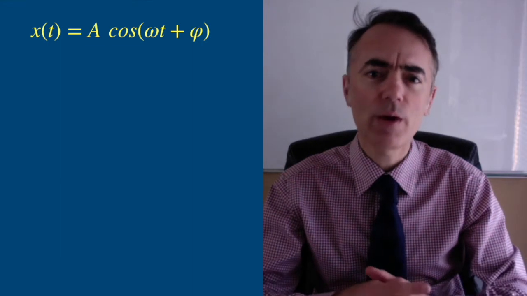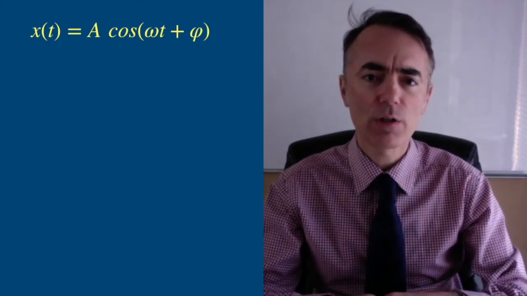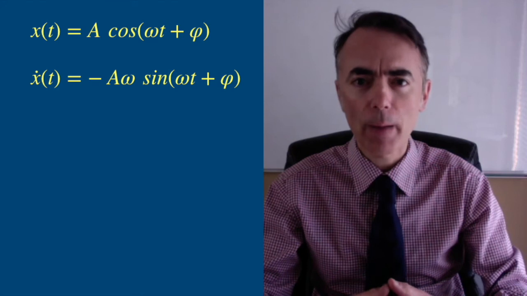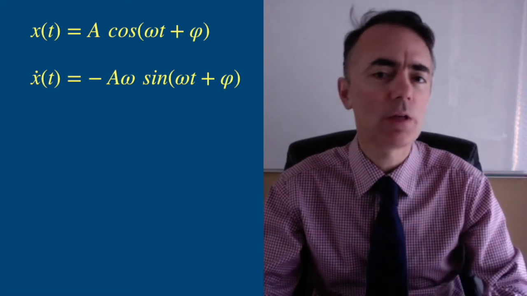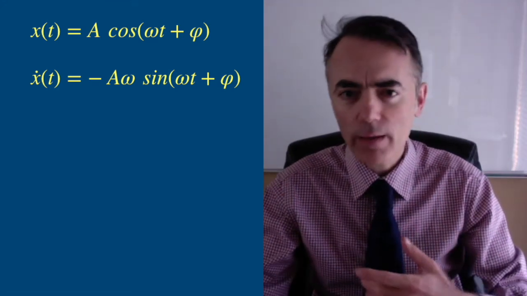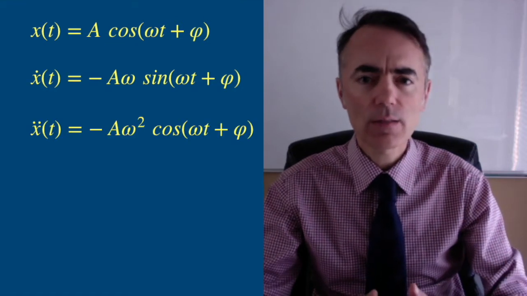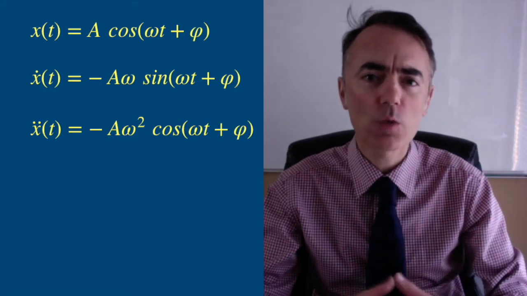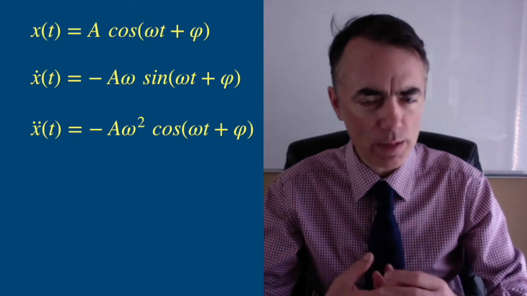From here we can derive and find the velocity as a function of time, x dot equals minus A omega sine of omega t plus phi. And if we derive again, we get the acceleration, x double dot equals minus A omega squared times the cosine of omega t plus phi.